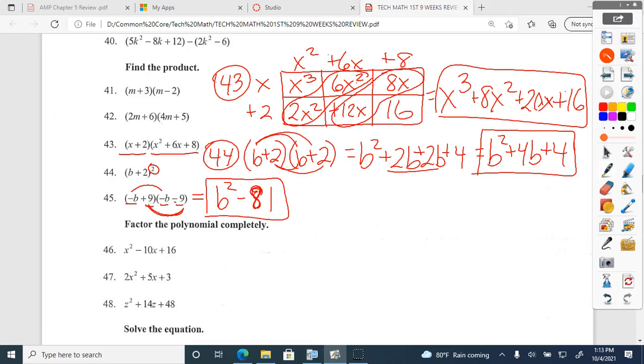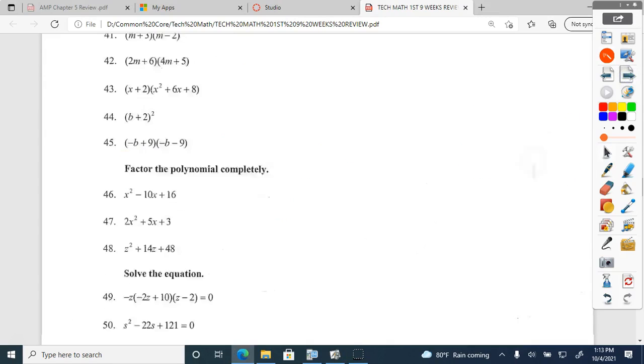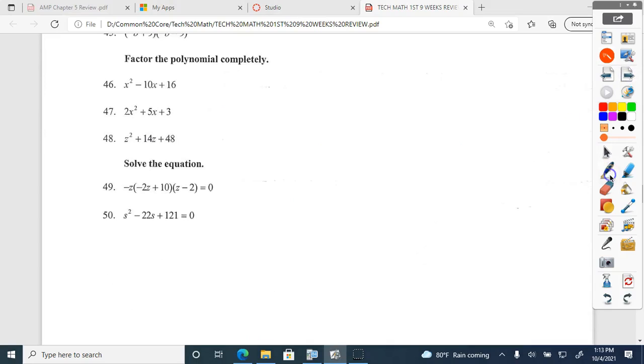All right. 5 more. I was wrong. We're not adding one more, it's 5 more: 46, 47, 48. We are factoring. Okay?